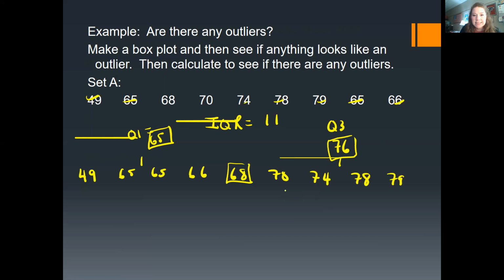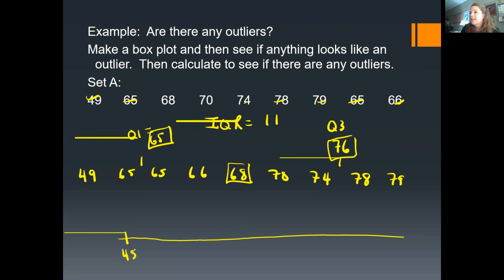Now the data is not your number line. I had kids every year, they want to put their box and whisker plot on their data, and then they go, oh, it's 100% symmetrical. Well, of course it is if you use your data. Don't use your data, you have to make a number line, okay? So from 49 to 79, we'll count by twos, I guess.